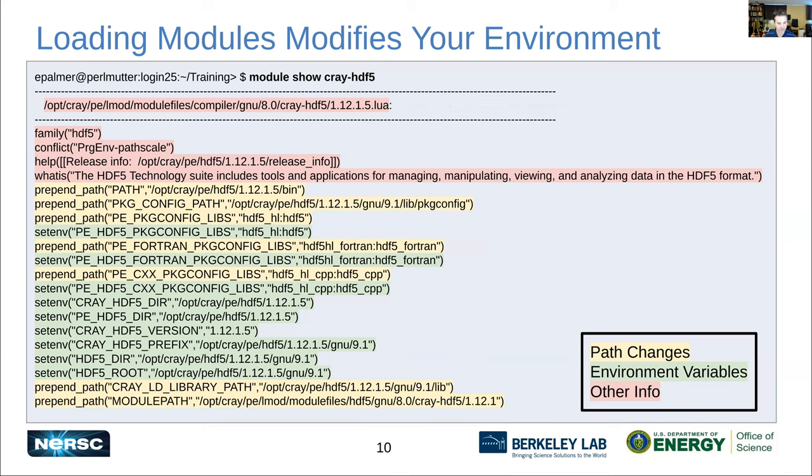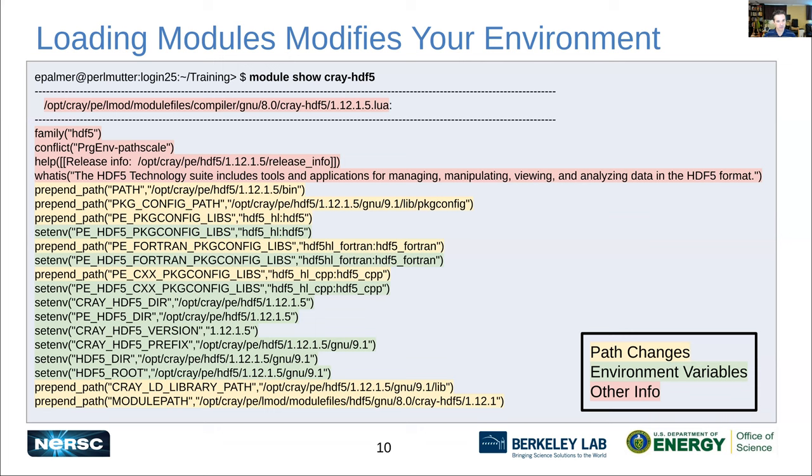So the way Linux works is when it looks to run software or an executable, it's looking for it in your path. So by changing or adding file locations to your path, it makes more executable files available to you so that you can run them on Perlmutter. Obviously, there's more than one path here because the user environment in Perlmutter is complicated.